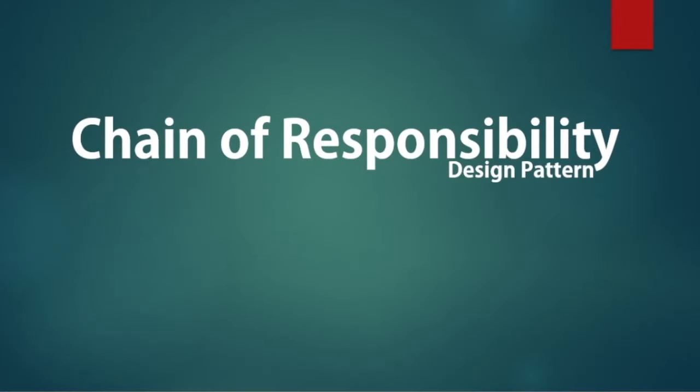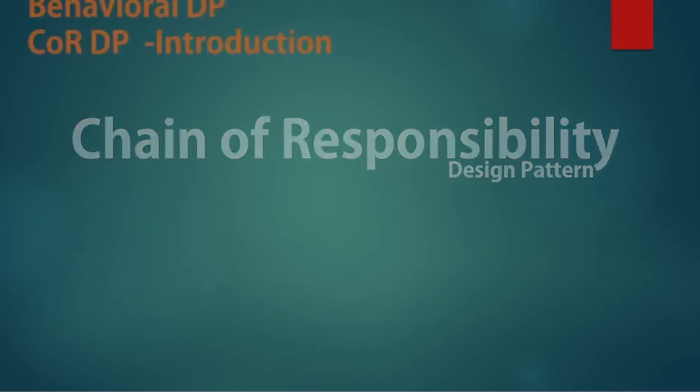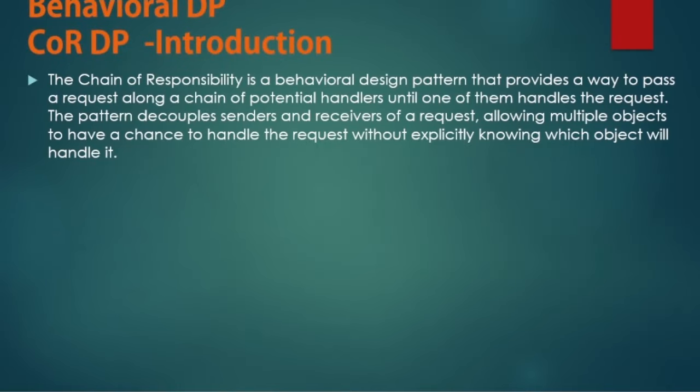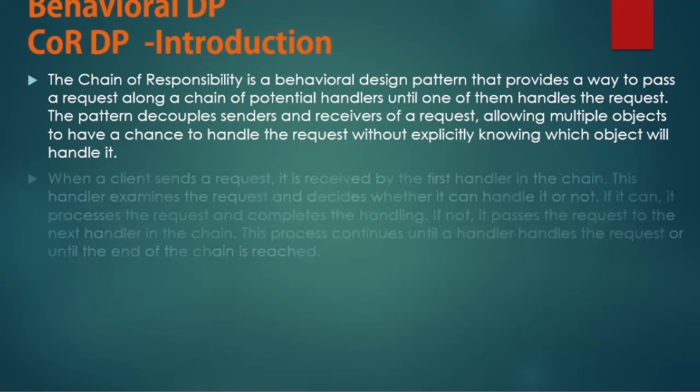Hello, and welcome to this session on Chain of Responsibility Design Pattern. The chain of responsibility is a behavioral design pattern that provides a way to pass a request along a chain of potential handlers until one of them handles the request. The pattern decouples senders and receivers of a request, allowing multiple objects to have a chance to handle the request without explicitly knowing which object will handle it.